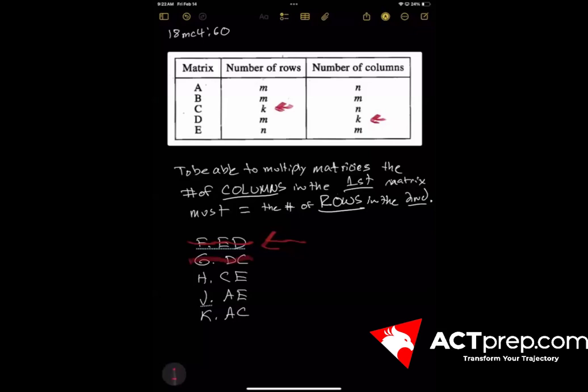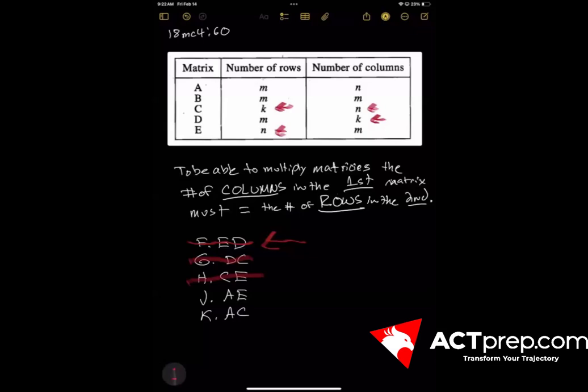For H, the number of columns in C is N, and the number of rows in E is N. So those are the same. We can multiply them, so that's not our correct answer because we're looking for the one we can't.